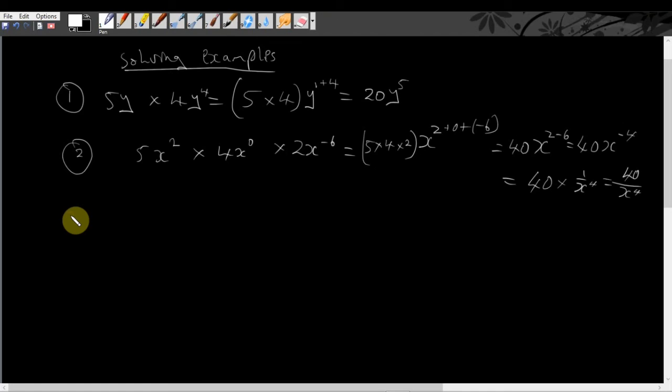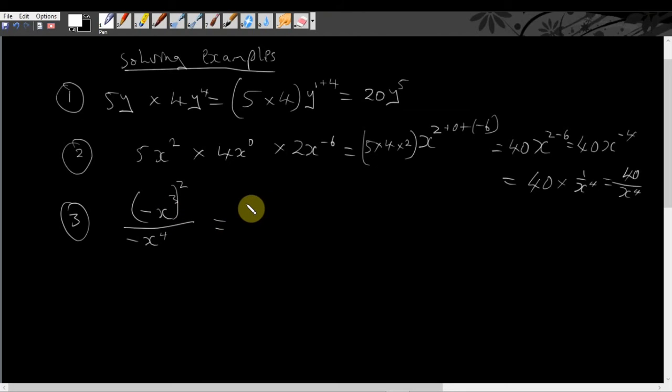Okay, let's still solve another one. Let's call this one 3. Let's say we have minus x to the power 3, all in parentheses, to the power 2, divided by minus x to the power 4. Okay, how are we going to solve this? Here now, this 3 is for this x, then this 2 is for both this negative and this x.